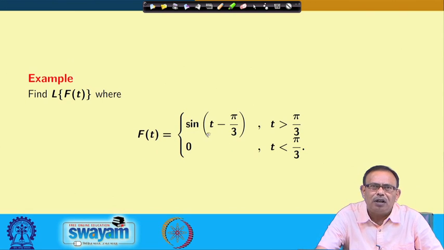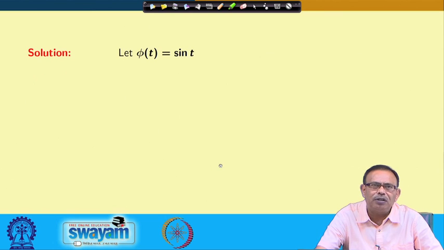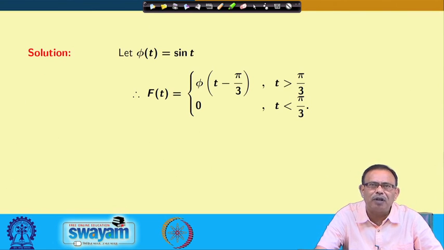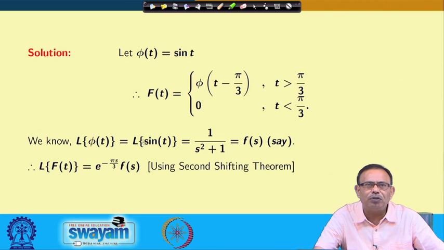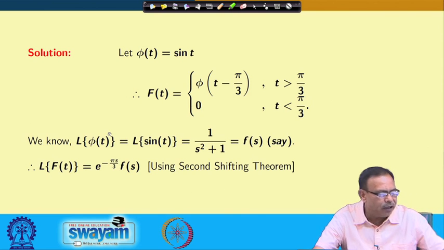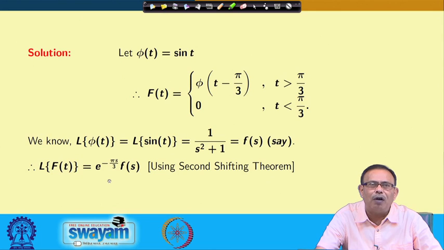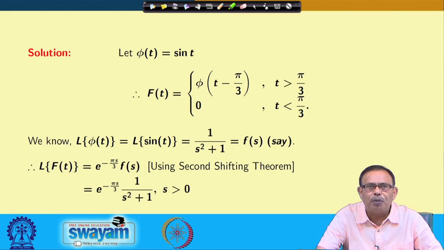The next one is a function given like this, sin of t minus pi by 3 and 0, which is similar to your last example. I am just giving the examples so that afterwards you can go through these things and quickly find the solution. Without going into details, Laplace transform of sin t is 1 by s square plus 1, and from here I can find out Laplace transform of f t is equal to e power minus pi s by 3 into F s using the second shifting property. Now, F s equals 1 by s square plus 1. So the result is the Laplace transform of the function is e power minus pi s by 3 into 1 by s square plus 1.